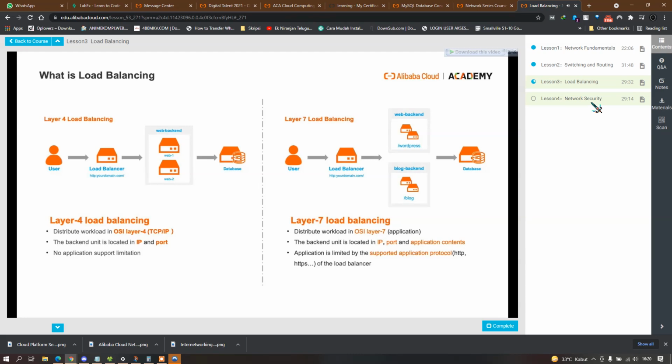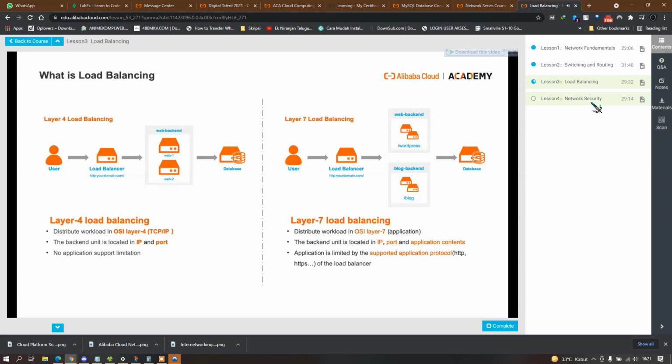And for layer 4, the backend unit is located by IP and port, which means when you want to add a backend business processing unit behind the load balancing, you should define the backend processing unit with IP plus port in this way. But in layer 7, you should not only provide the IP and port, but you will also provide what kind of application content will be distributed to the specified business processing unit. This is the difference.